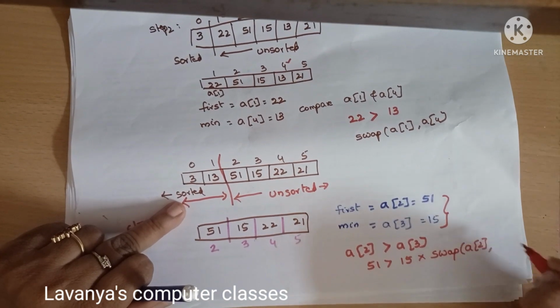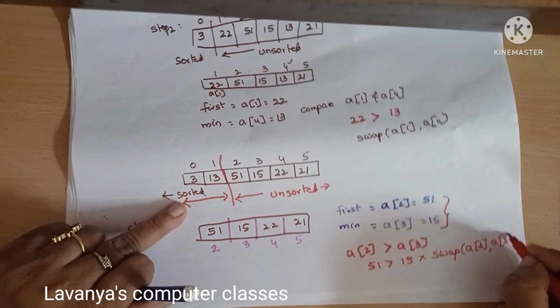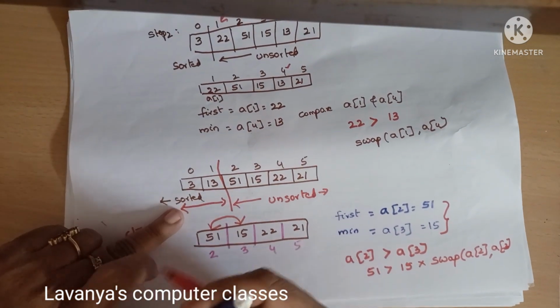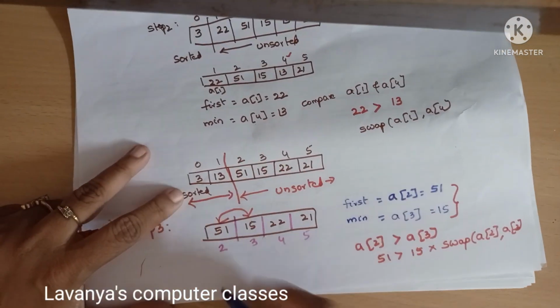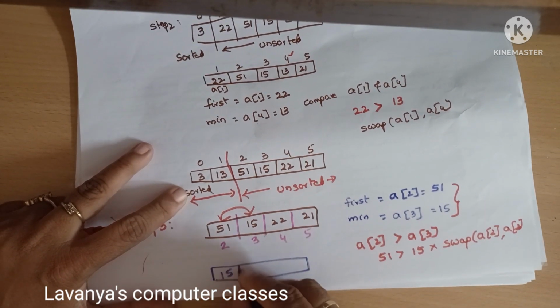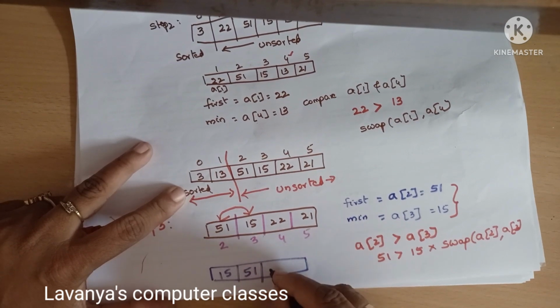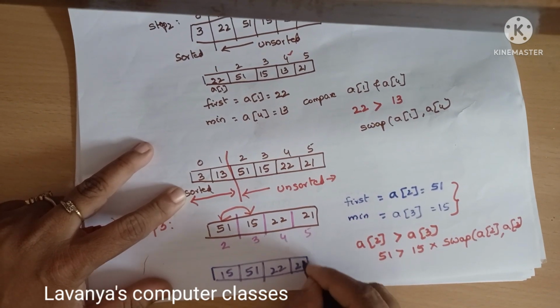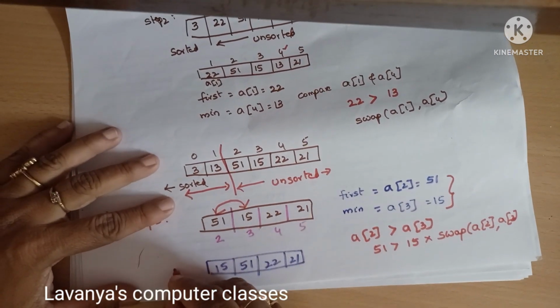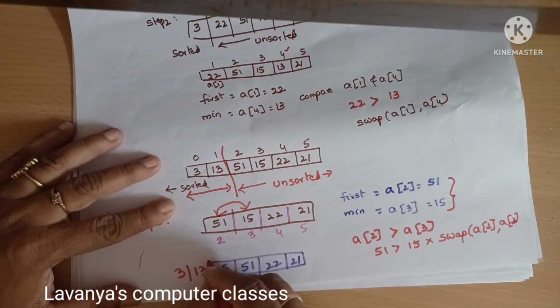Which elements do you have to swap? A of 2 and A of 3. That means these two elements you have to swap. After swapping the two elements, how is the array? 15 is here, 51 is coming here, 22, then 21. So two elements are already there. What are those elements? 3 and 13.